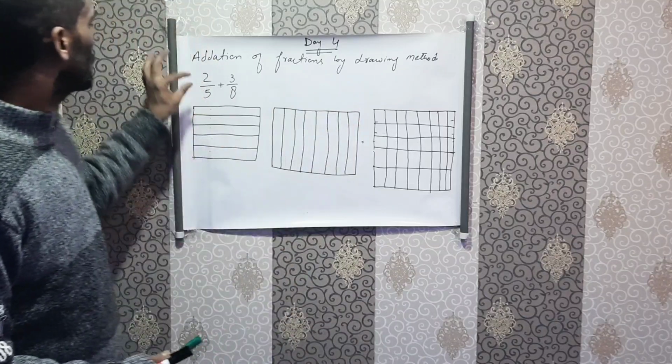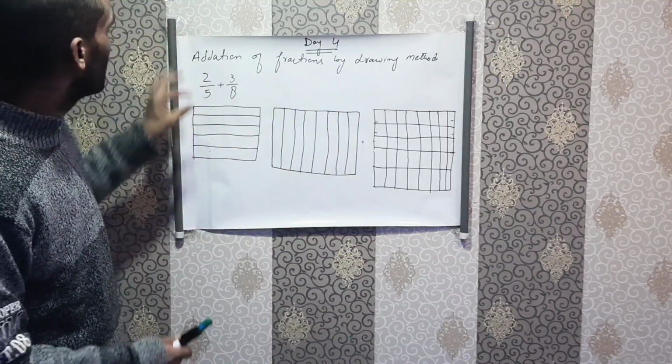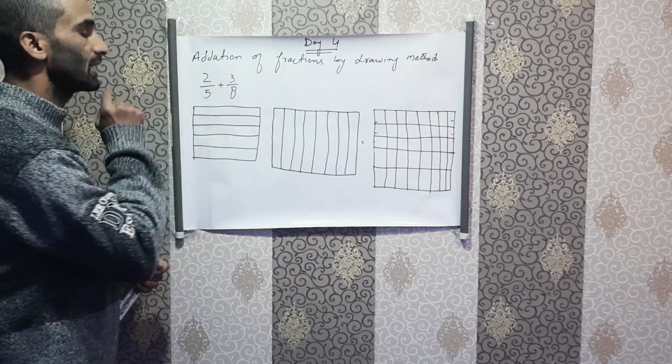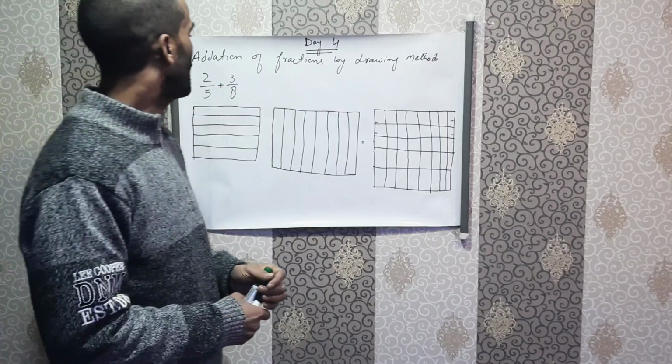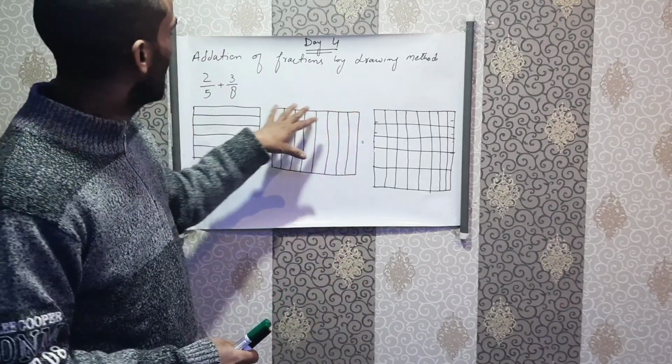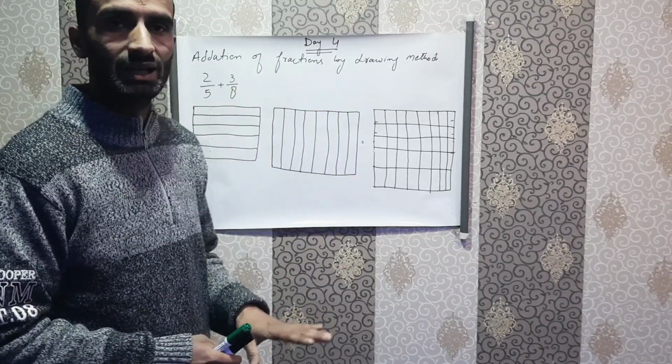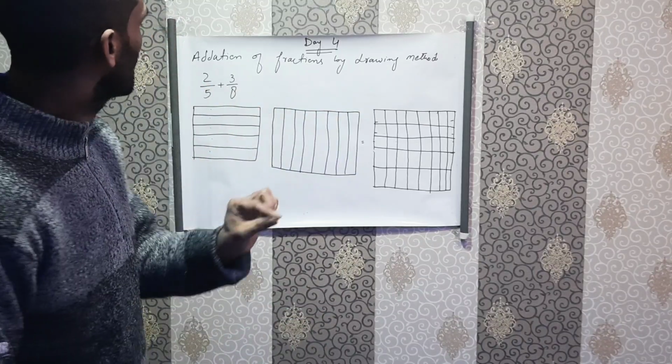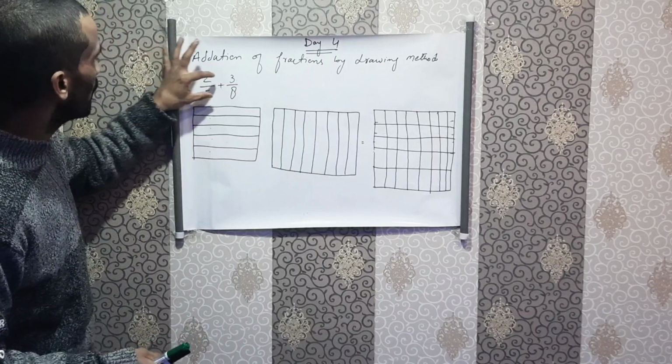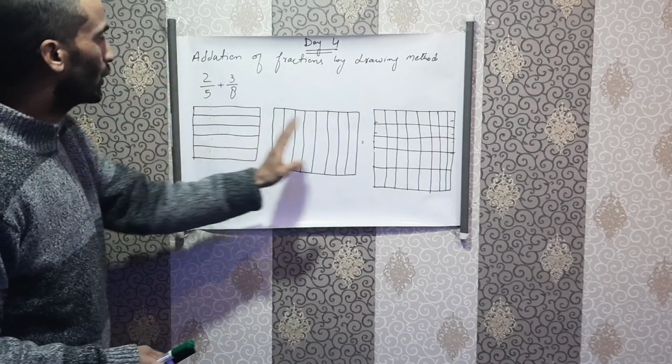So the fraction example there is 2/5 plus 3/8. What is the first step? By drawing method, whenever we have to add the fractions by drawing method, the first step is we have to represent both the fractions by drawing.